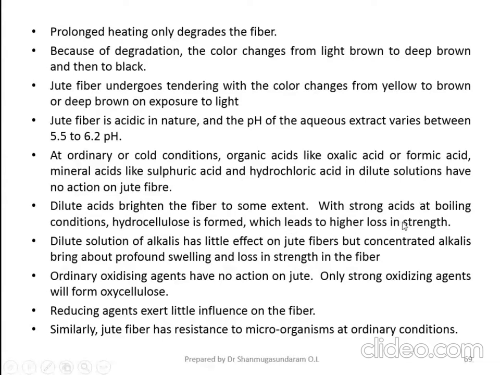So I told you at the beginning, whatever the process may be, it should not affect either the physical or the chemical properties of the fiber. But what will happen here? If you treat it with strong acid at boiling condition, there is a formation of hydrocellulose. What will happen once hydrocellulose forms? It will lead to loss in tensile strength.